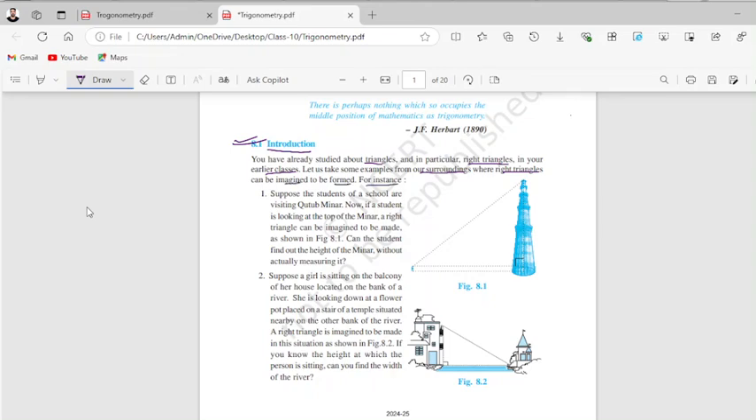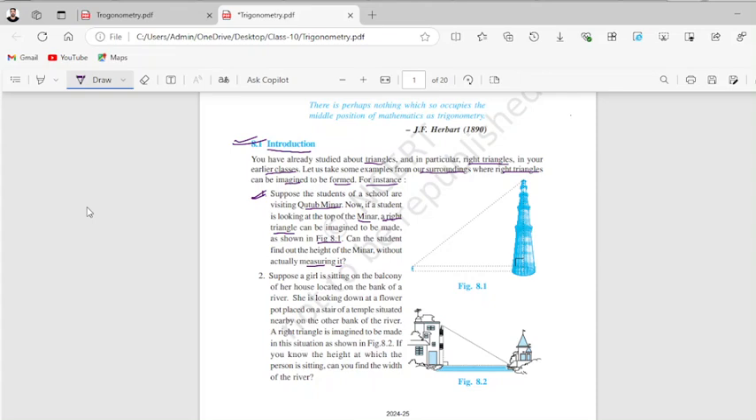Let us take some examples from our surroundings where right triangles can be imagined. For instance, point number one: suppose the students of a school are visiting Qutub Minar. Now, if a student looks at the top of the Minar, a right triangle can be imagined, as shown in figure 8.1. Can the student find out the height of the Minar without actually measuring it?